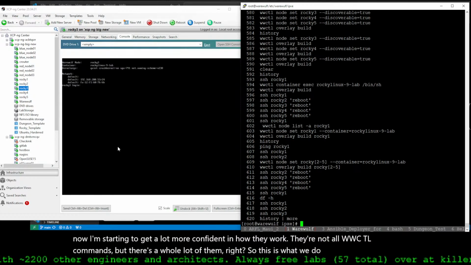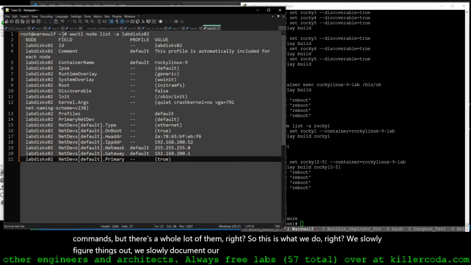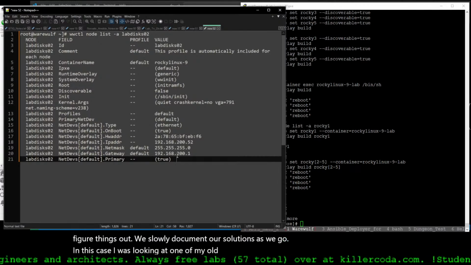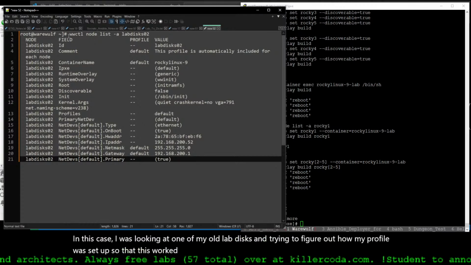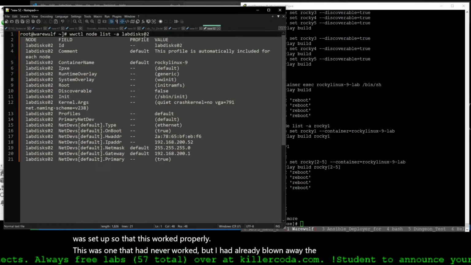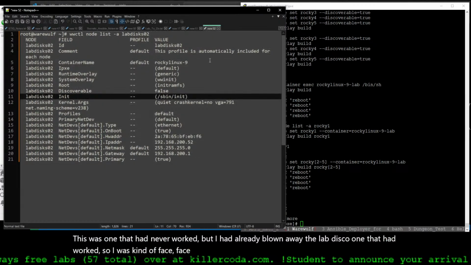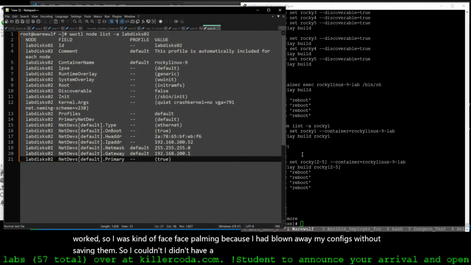We slowly figure things out. We slowly document our solutions as we go. In this case, I was looking at one of my old lab disks and trying to figure out how my profile was set up so that this worked properly. This was one that had never worked, but I had already blown away the lab disk 01 that had worked. So I was kind of face palming because I had blown away my configs without saving them.